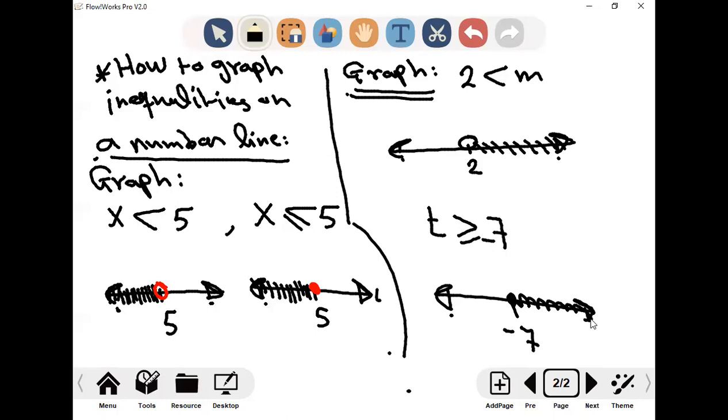This one here. Read it. Read. Here. Why are you looking at the book? Here, read. That's 5, open circle, graph to the left. Read this.